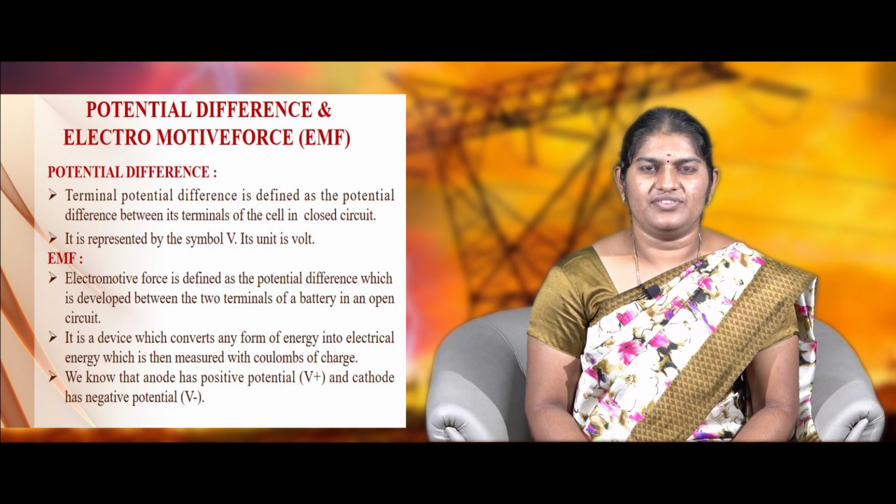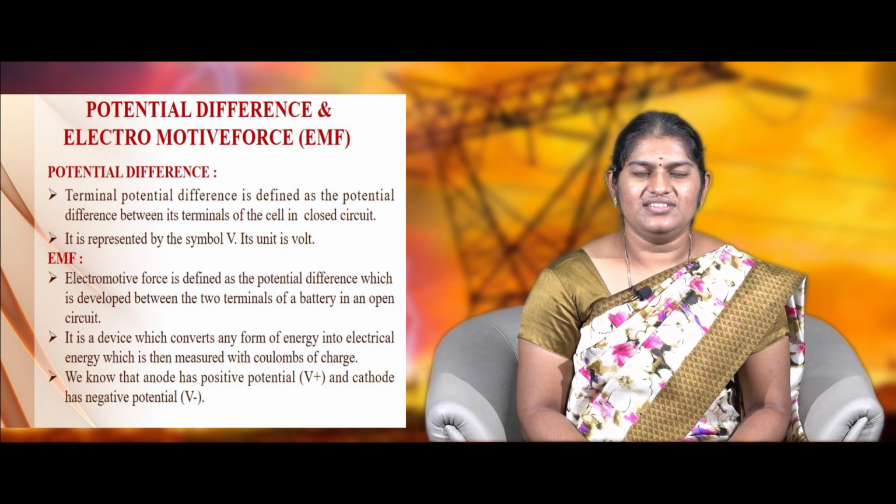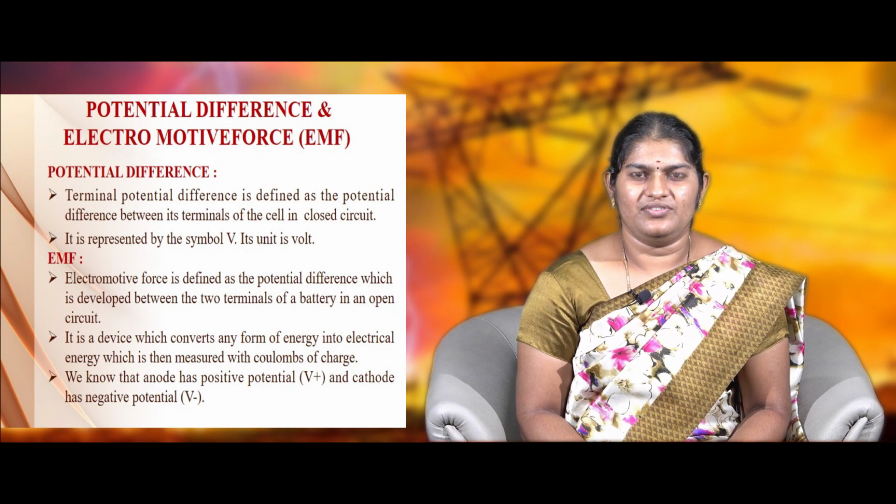Next, we are going to discuss potential difference and electromotive force, EMF. Potential difference is the difference of potential between two terminals of a cell when it is a closed circuit and current I flows. It is represented by the symbol V. Its unit is volt.